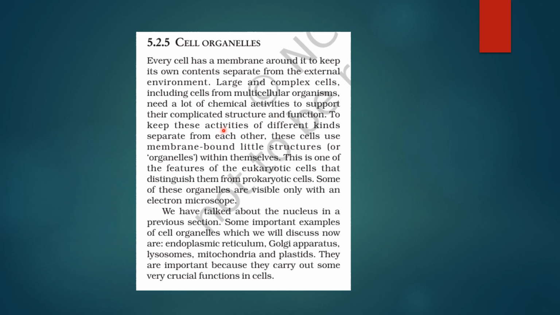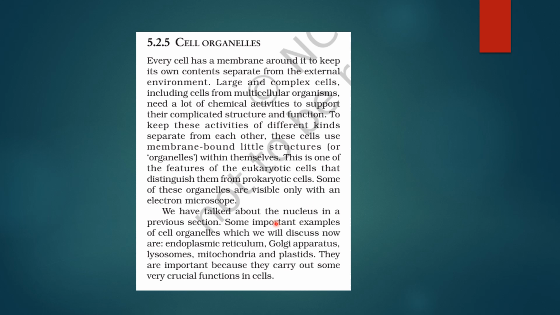To keep these activities of different kinds separate from each other, these cells use membrane-bound little structures, which we call organelles, within themselves. This is one of the features of eukaryotic cells that distinguish them from prokaryotic cells. Now, some of these organelles are visible only with an electron microscope. You can see them only by using it.